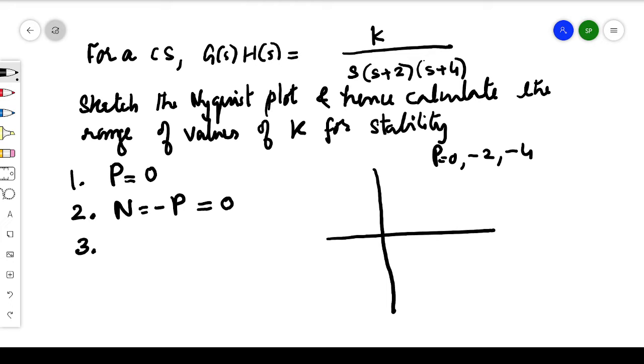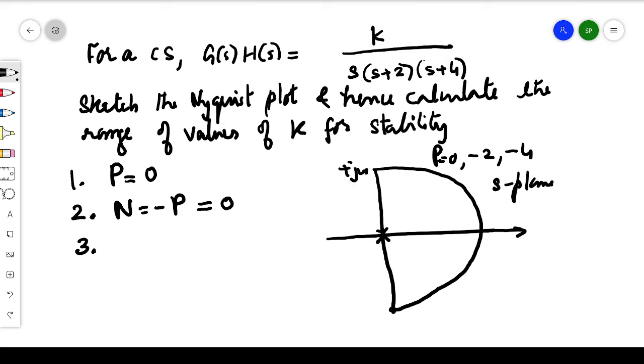Now we know that there is a pole present at the origin. As I already told you, what we are doing in the Nyquist plot is mapping the entire right side of the S-plane into a new plane, called the Nyquist plot. So this one is our S-plane, and in the given transfer function we have a pole at the origin, so we have marked that one. The contour we are considering starts from plus j omega and goes up to minus j omega.